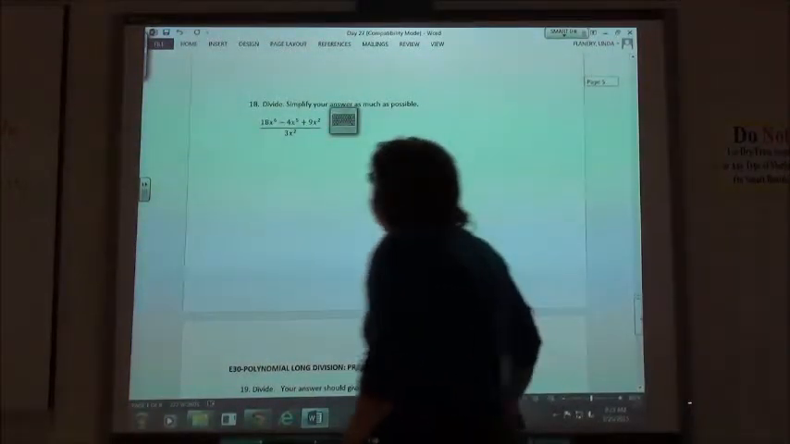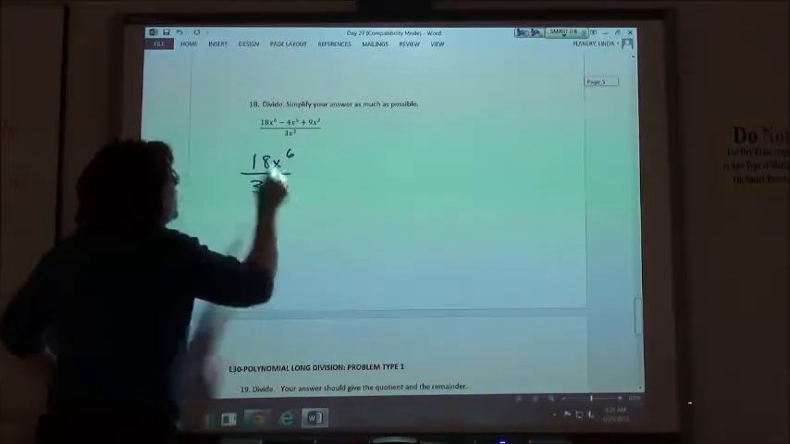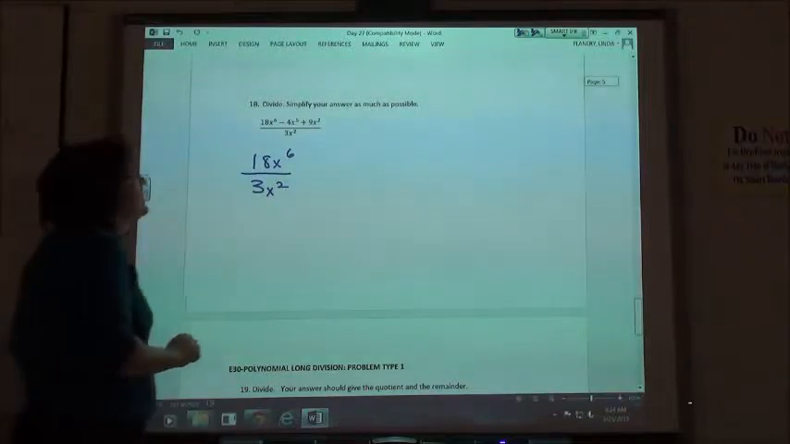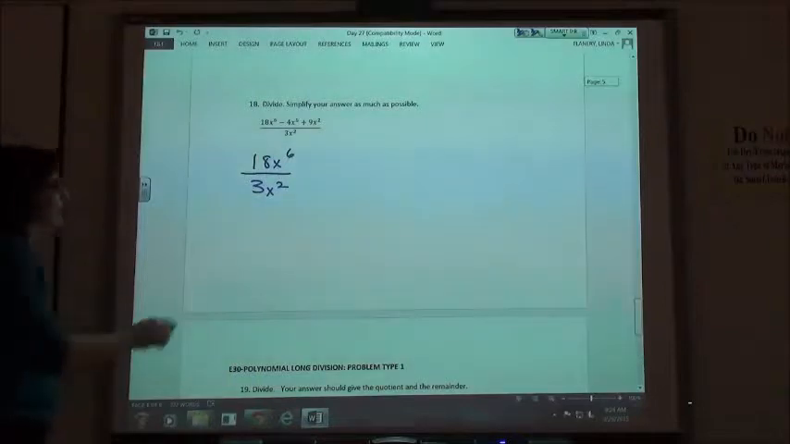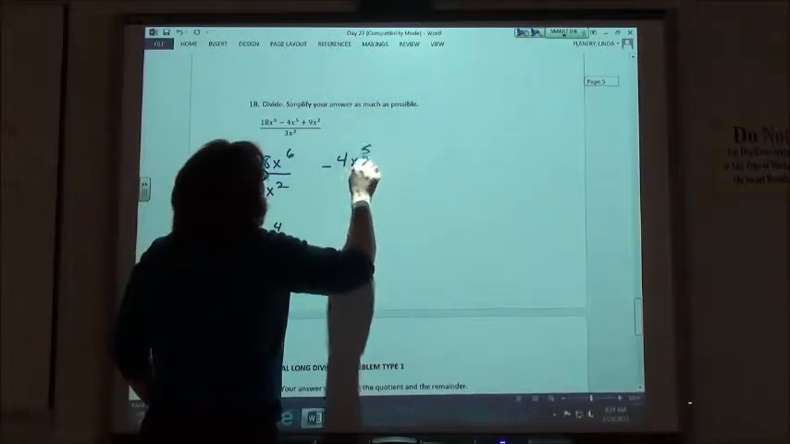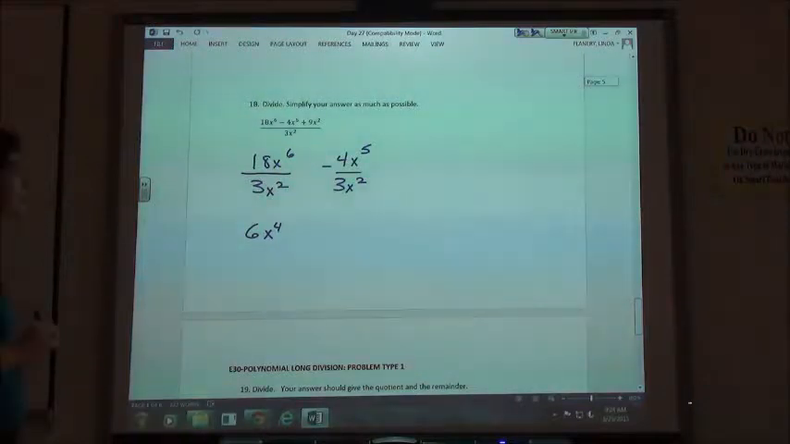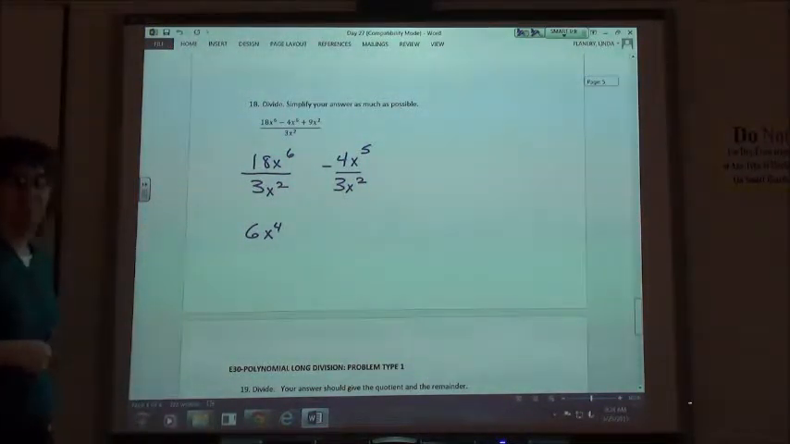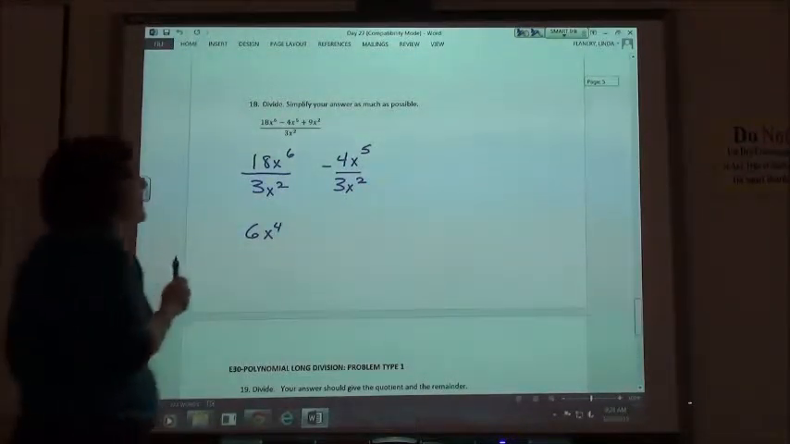So number 18, if I'm doing that one, I have 18x to the 6th divided by 3x squared, which would give me 6x to the 4th. Then I'm going to have minus 4x to the 5th divided by 3x squared. What's going to happen with that one? Can't do anything with our numbers, but we can cancel out our variables, right?